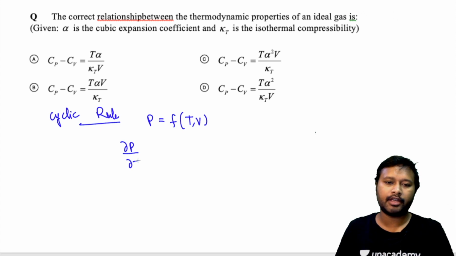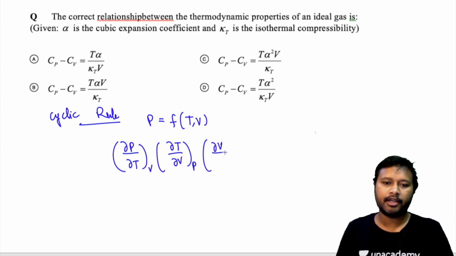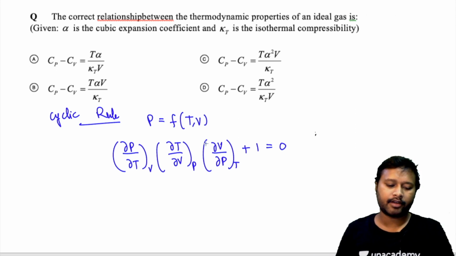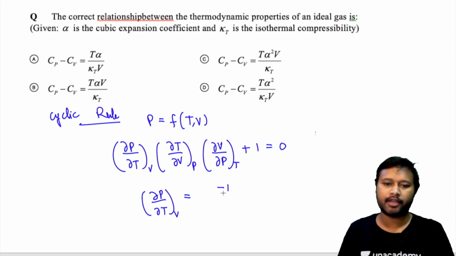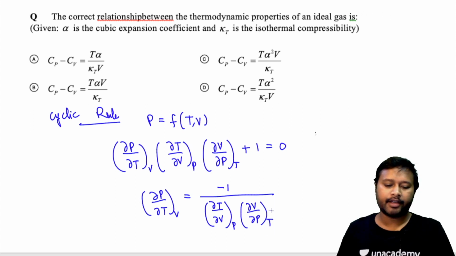So dP upon dT at constant V multiplied by dT upon dV at constant P multiplied by dV upon dP at constant T is equal to minus 1. So what you will get is dP upon dT at constant V will be equal to minus 1 divided by del T upon del V at constant P and del V upon del P at constant T. This is what I can write down.